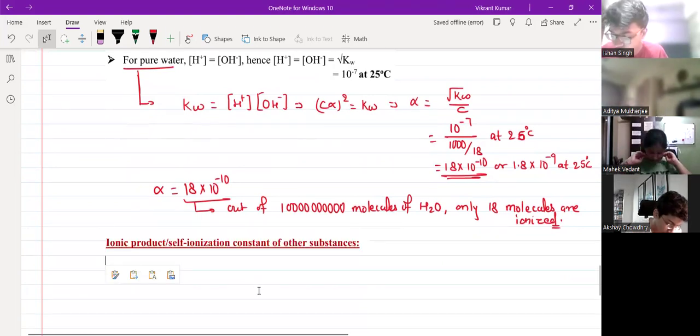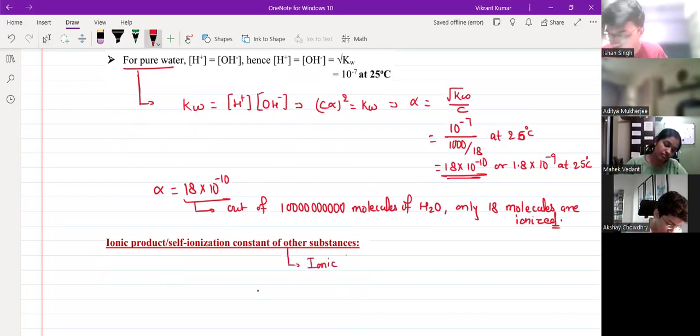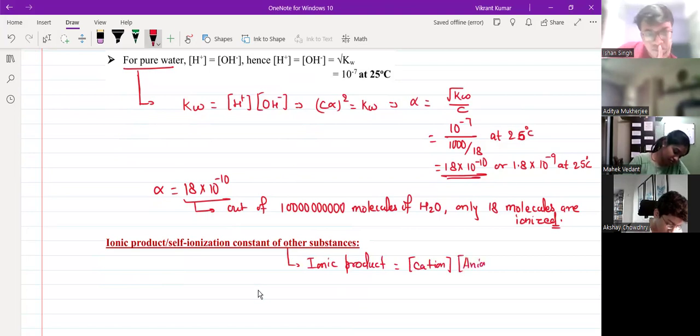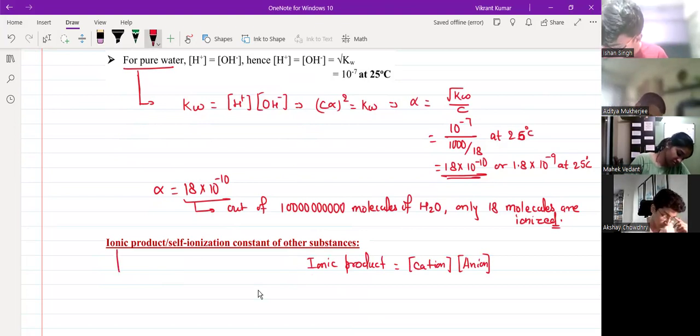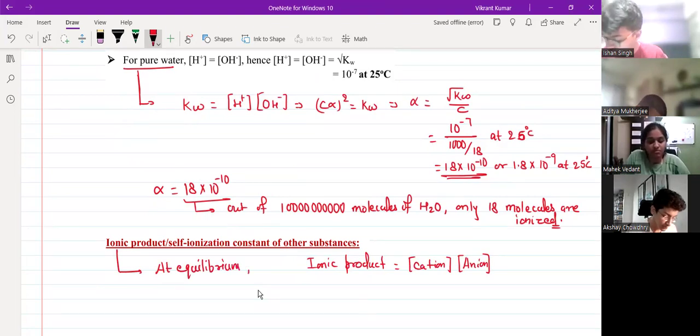Obviously, for any substance that is giving a cation and an anion, we will say the ionic product will be equal to the cation given by the substance into the anion given by the substance. This is the theory, nothing more than this. At equilibrium obviously, I'll write, the ionic product of the given substance will be equal to the cation of it into the anion of it.